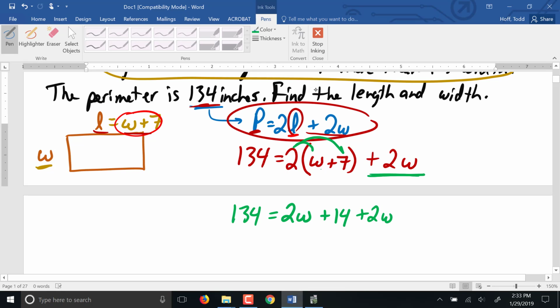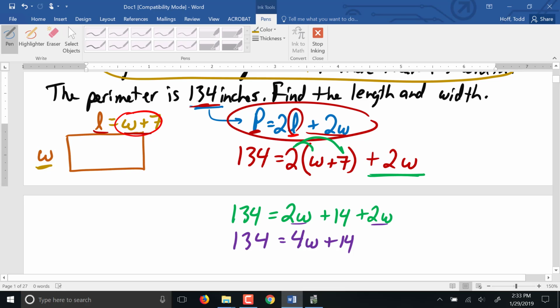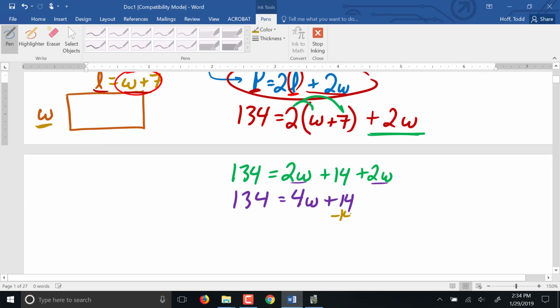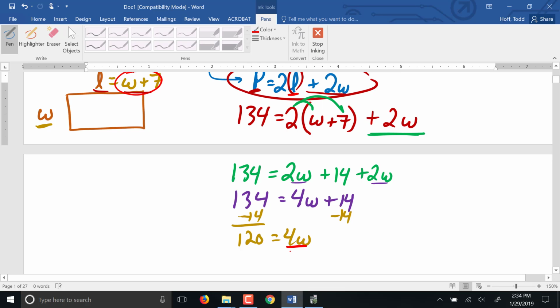There is still more we can combine on the right side. So we keep the 134. We got 2W and 2W is 4W. And we still have the plus 14. Now we can go ahead and start to solve that. Subtract 14. 120 equals 4W. Now we divide by 4 to get W by itself. So after we divide, we get 30 equals W.